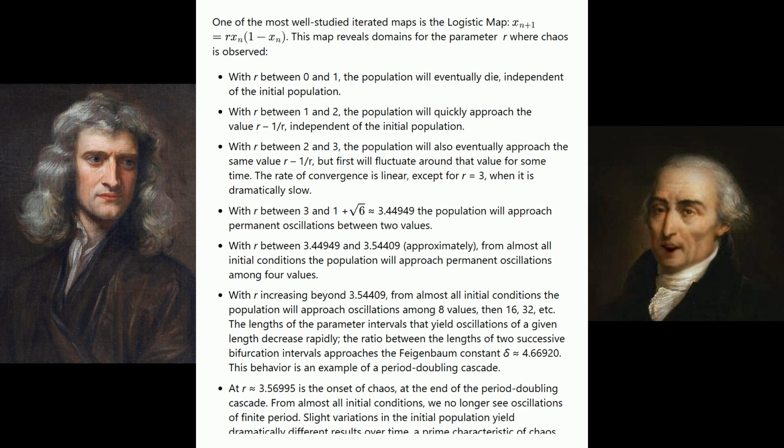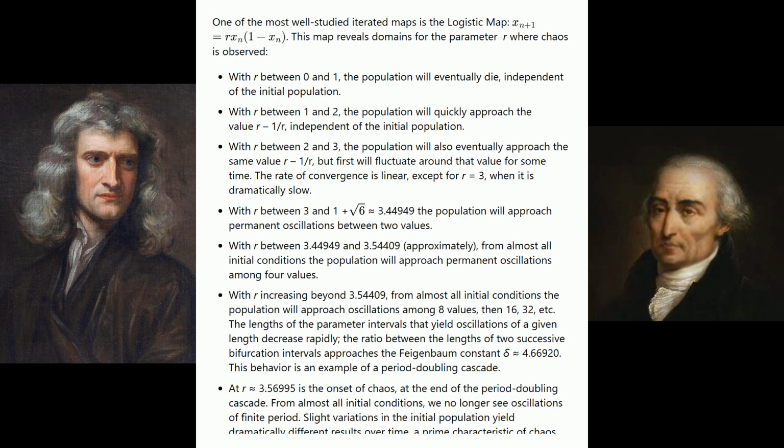With r between 3 and 1 plus the square root of 6, which almost equals 3.44949, the population will approach permanent oscillations between two values. With r between 3.44949 and 3.54409, approximately, from almost all initial conditions the population will approach permanent oscillations among four values. With r increasing beyond 3.54409, from almost all initial conditions the population will approach oscillations among 8 values, then 16, 32, etc.